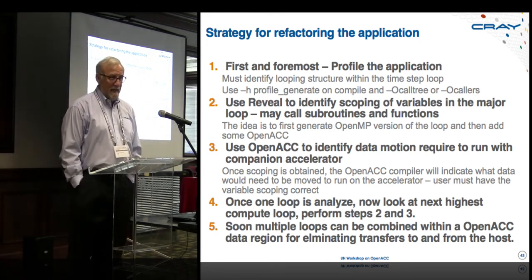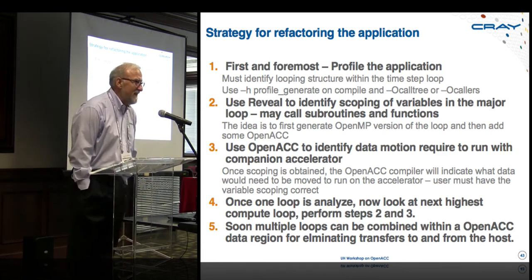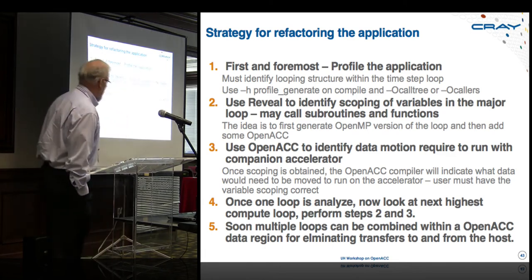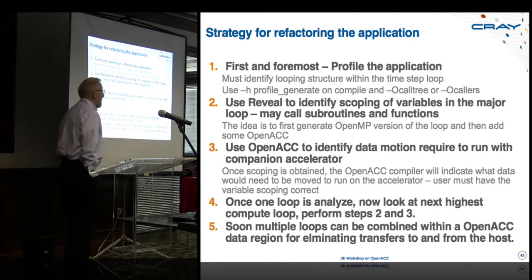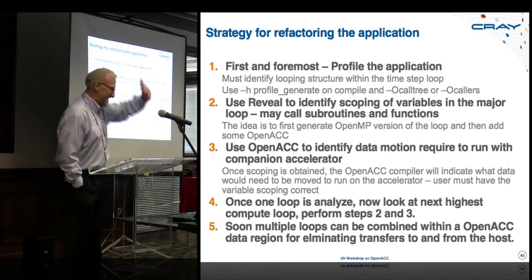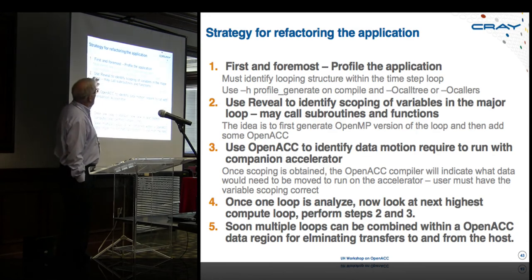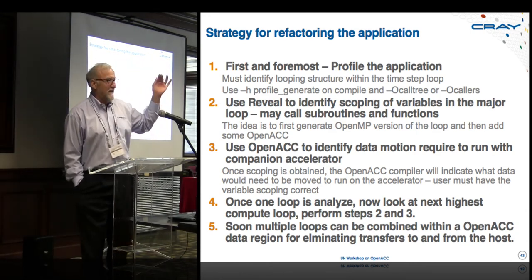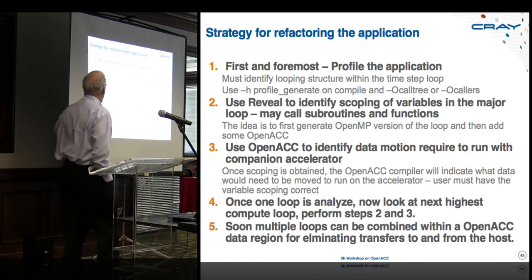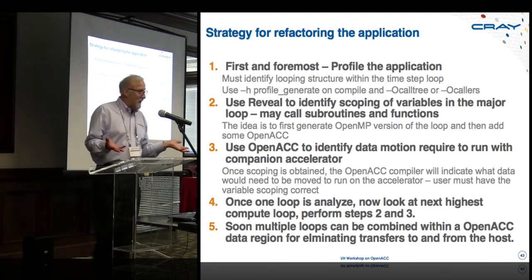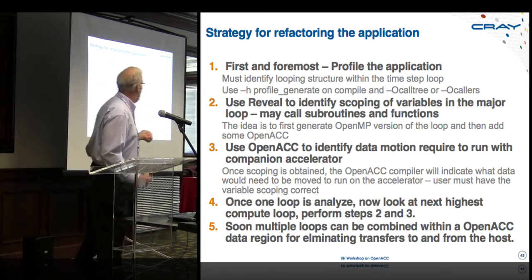I have 15 steps because this is not easy. When you're working on real applications, it's very hard. And you have to buy a Cray so you can get excellent application support. Just kidding. But anyways, first and foremost, you have to profile the application. You need to do high-level parallelization. And then we let the compiler find out what arrays need to be transferred.